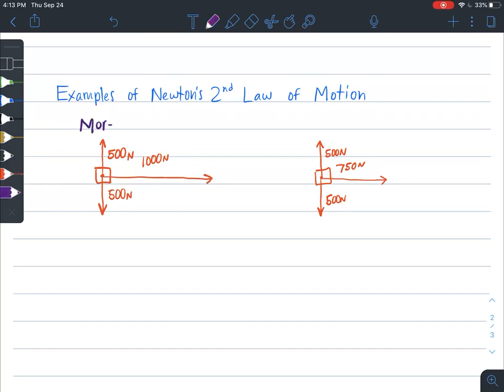When we apply more force to an object, remember, this object is the same mass in both of these, or if we apply less force, it's going to affect the acceleration or the motion, the changing of direction of this object. So if we apply more force, then we're going to end up having more acceleration. Now imagine if this object was actually moving to the left and we applied the force to the right, then this acceleration would be slowing it down and it would slow down faster. So if we apply more force, we could also slow something down faster, but we could also have it speed up.